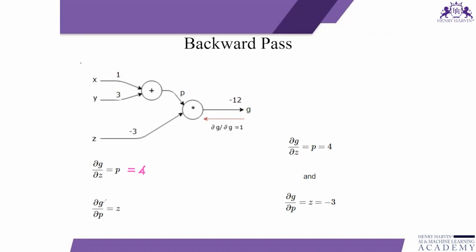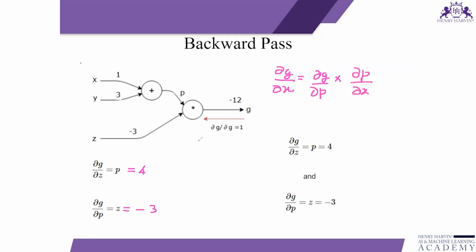So similarly, let's find dou G by dou P. I'll give you 30 seconds. Can you please think about the answer? Exactly, right? So that is equal to minus 3, right? So that is very clear to us now. So now what can we do? We have to find dou G by dou X, right? So how can I find this? This is equal to dou G by dou P into dou P by dou X, chain rule, right?